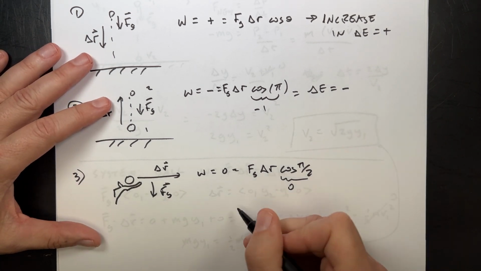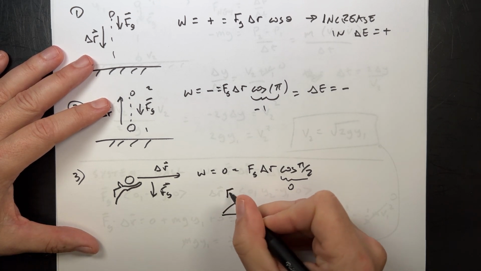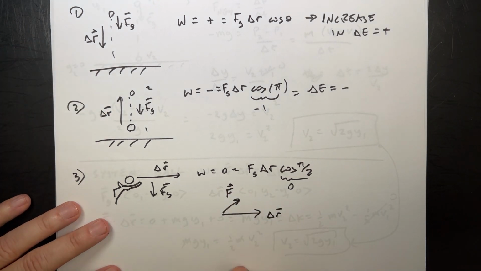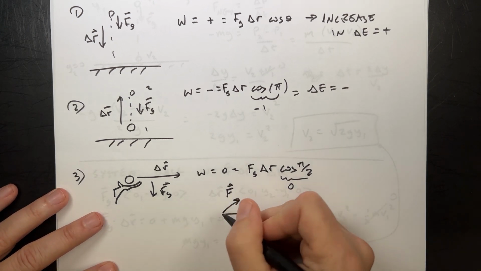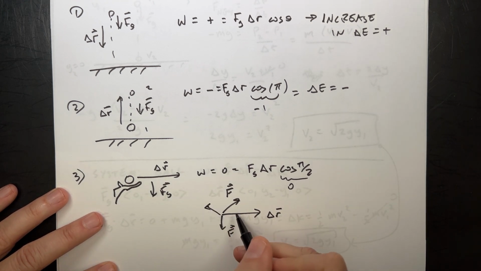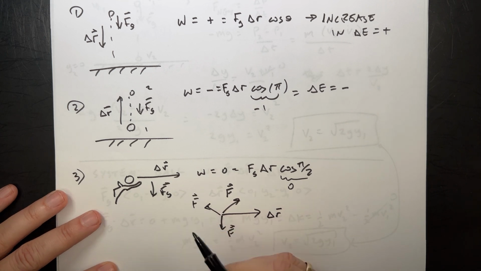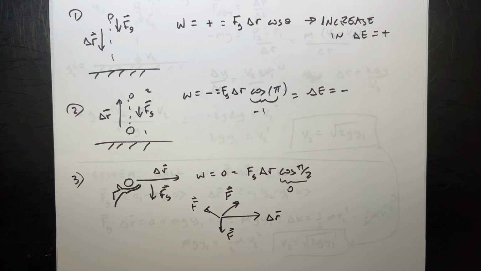So in general, if I have delta R and F, even if it's at some angle less than pi over 2, then it's going to do positive work. If it's perpendicular, it's going to do 0 work. And if the angle is greater than pi over 2, it's going to do negative work. So backwards pulling force, forwards pulling force, perpendicular force. So work can be positive, negative, 0.